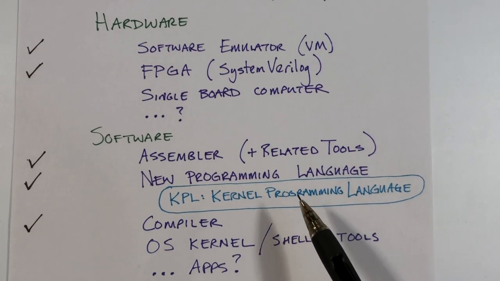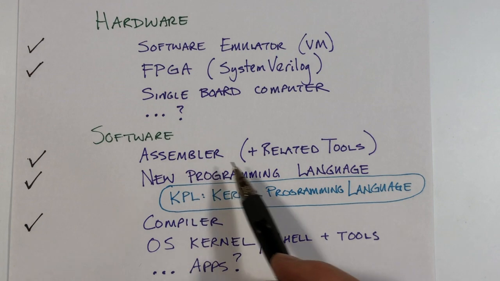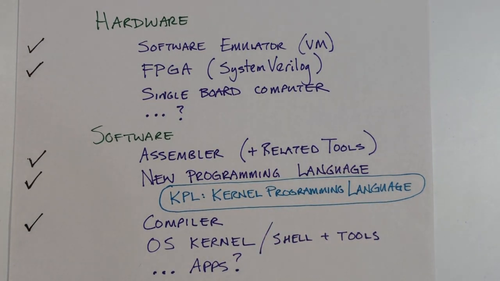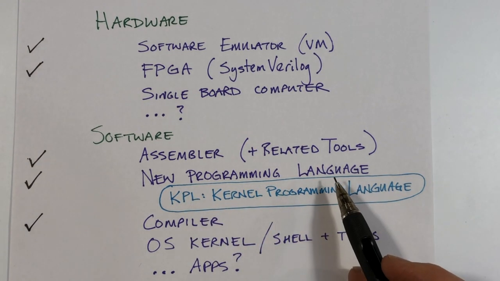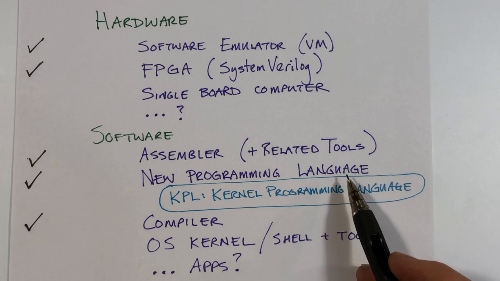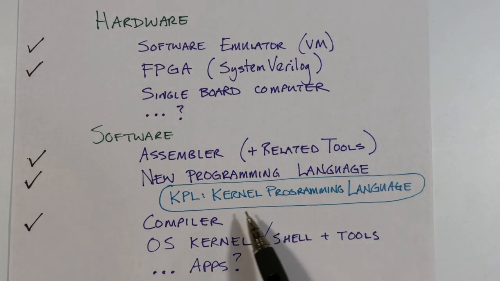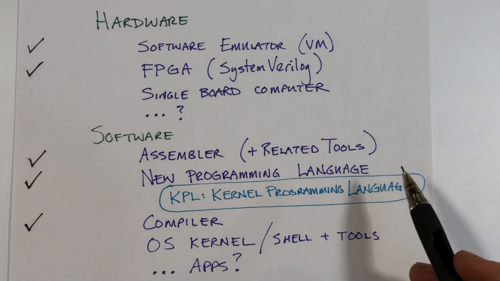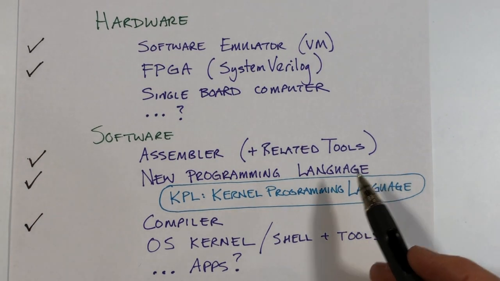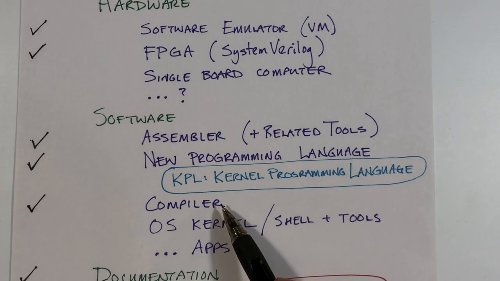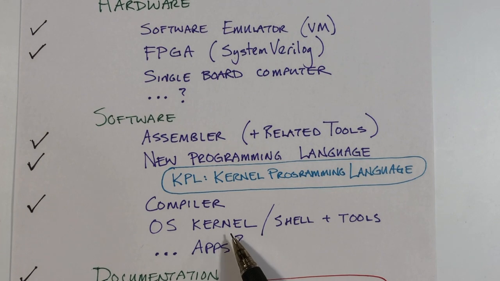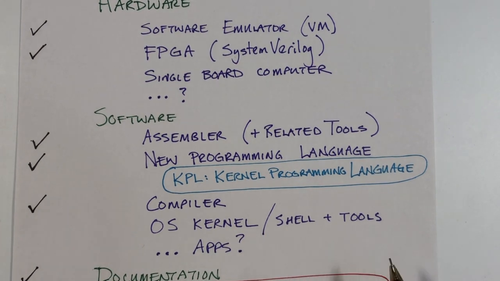As far as the software goes, the assembler is the lowest level piece of software. There are some additional related tools, linkers and so on, and these are complete and functioning. The project also includes an entirely new and novel programming language called KPL, which stands for the Kernel Programming Language. This language has been designed, and the compiler for it has been written, and the language is up and running. Still in the future, we have operating system stuff.